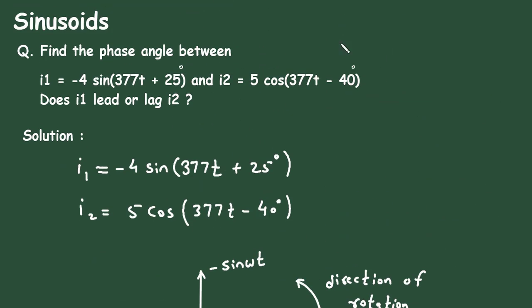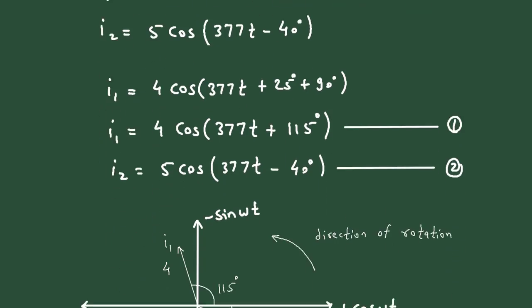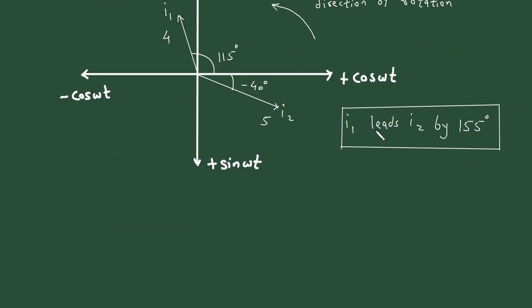What we have to find in this question? We have to find the phase angle between I1 and I2 and whether I1 leads or lags I2. So this is the answer: I1 leads I2 by 155 degree. This 155 degree is the phase angle.